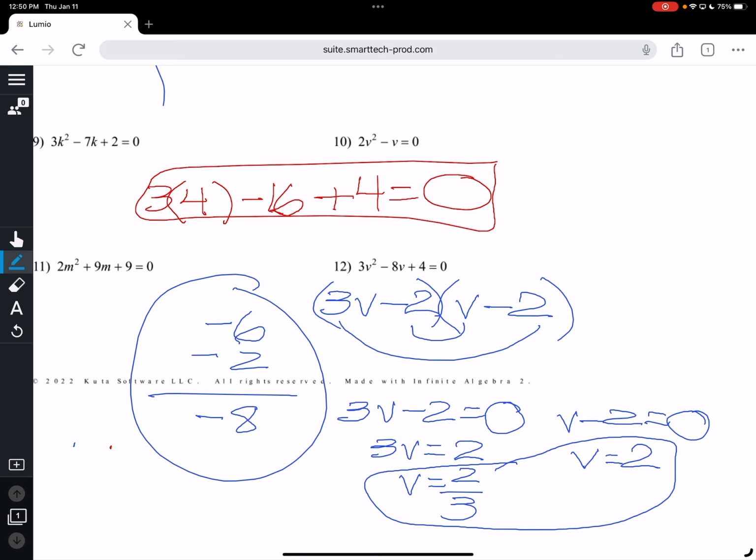If you take that and plug it in, you get 12 minus 16 plus 4, which is negative 8. What's 12 minus 16? That's negative 4. Negative 4 plus 4 is 0. So 0 equals 0. That means this is a solution. 2 is a solution for V.